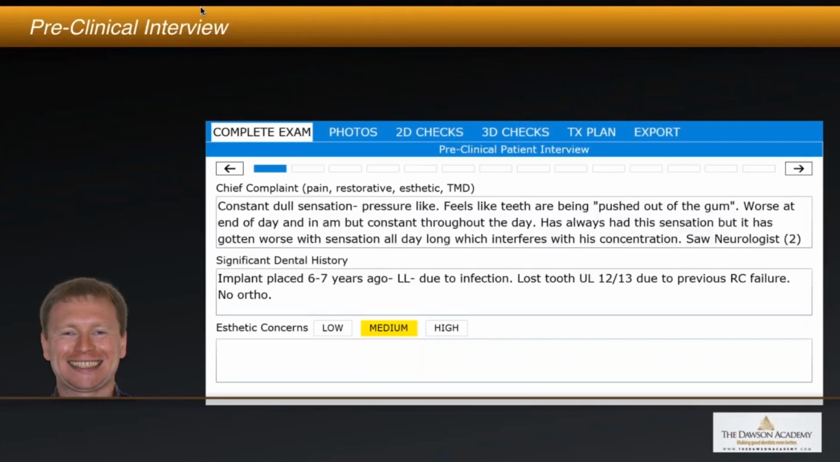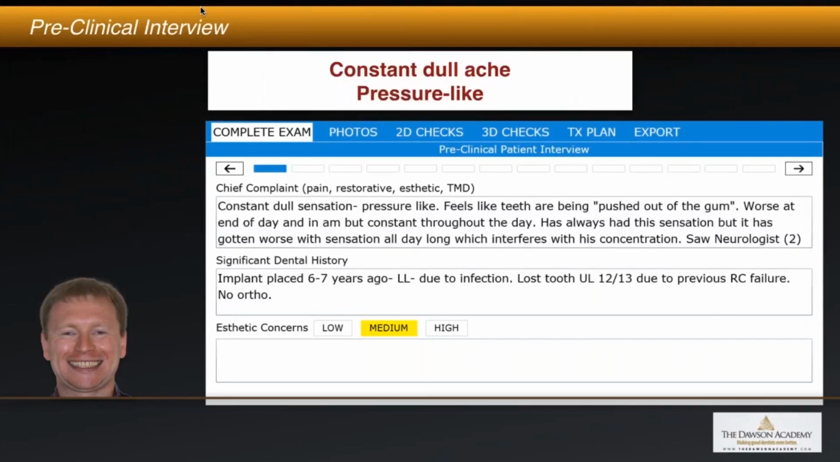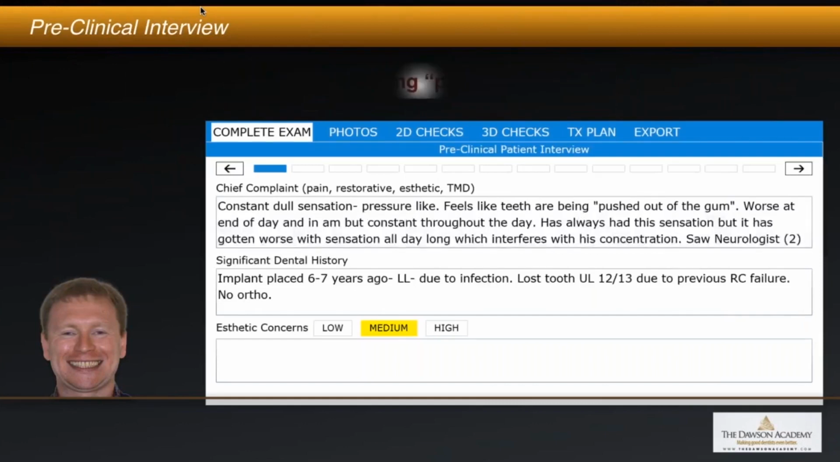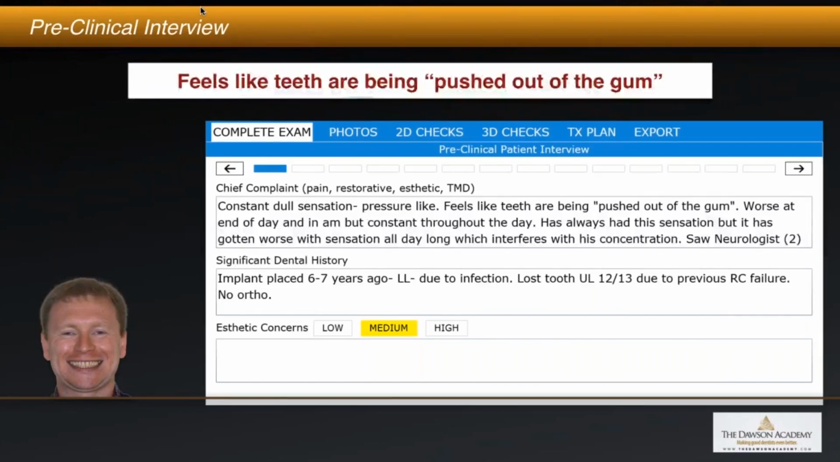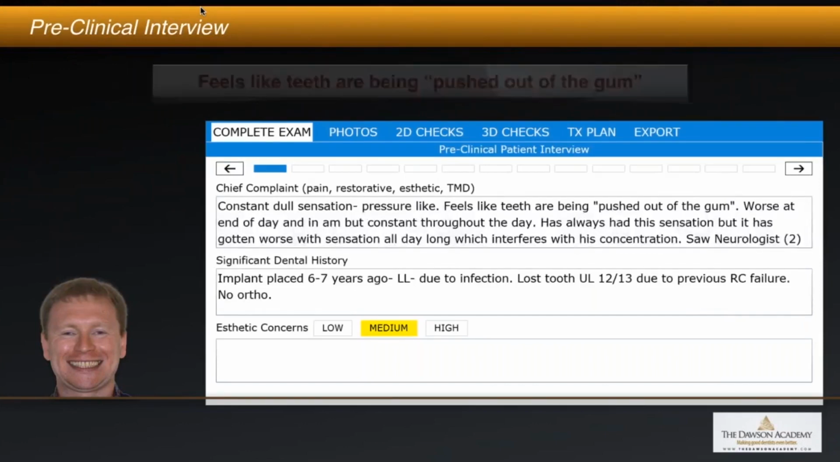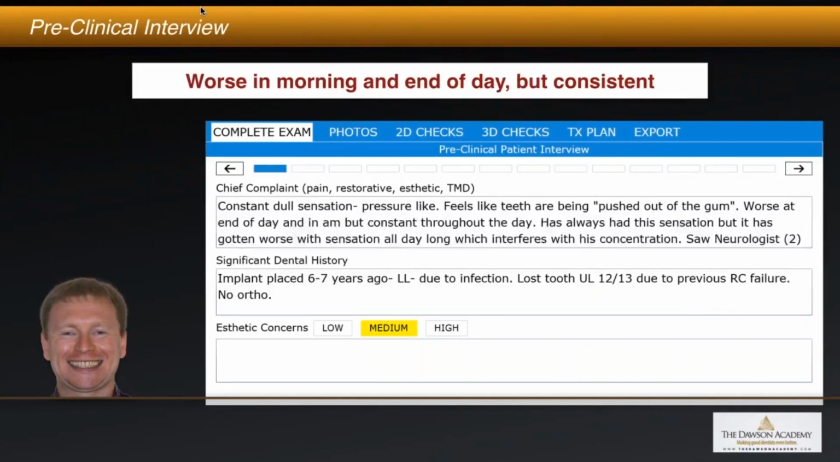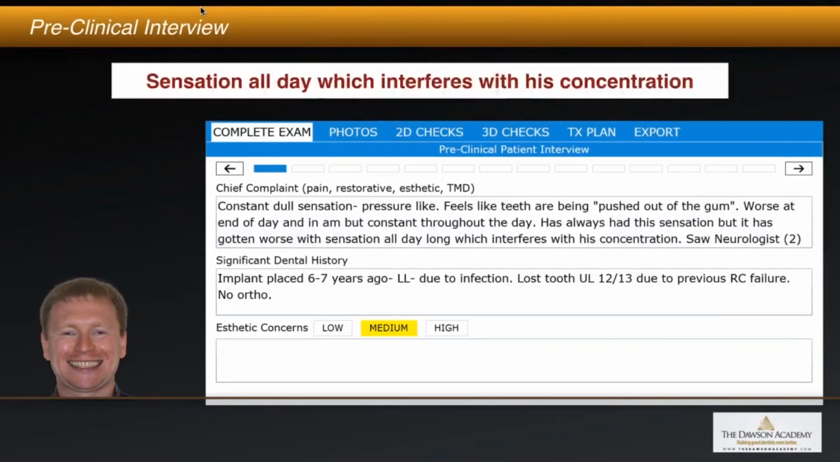But just in talking with Daniel, this is your new patient, this is what he says. He feels a constant dull ache that's pressure-like. He's been dealing with this for at least 3 years. His teeth feel like they're being pushed out of the gum. It's worse in the morning and at the end of the day, but it's consistent every day. The sensation all day interferes with his concentration. He has his own IT company, and he said by 4 o'clock, he just cannot work anymore.